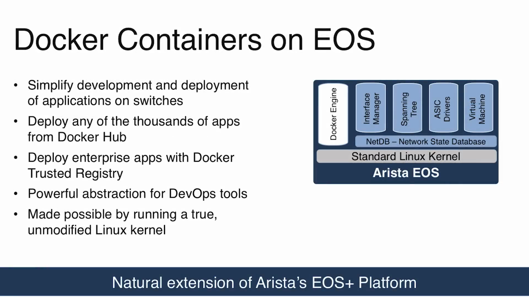Running Docker containers on EOS provides the network administrator the ability to leverage the power of containers to build and deploy applications on their network devices. This could be applications such as a DHCP server or common network tools such as fping or iperf.